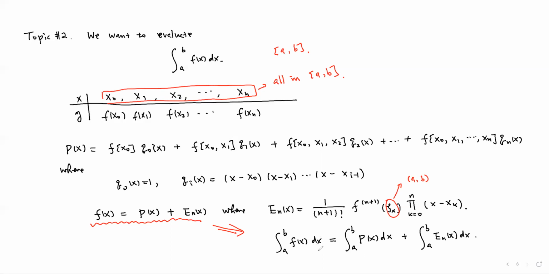Let's consider some special cases. Number one special case is called the trapezoid quadrature rule. Trapezoid rule. In the trapezoid rule, we set n is 1, x0, x1, 2 nodes.